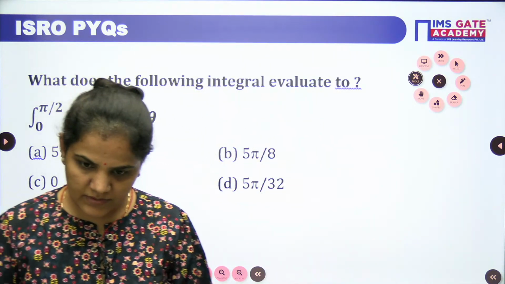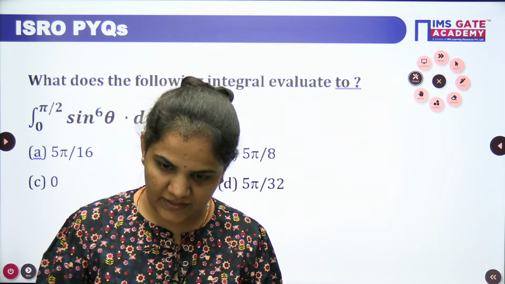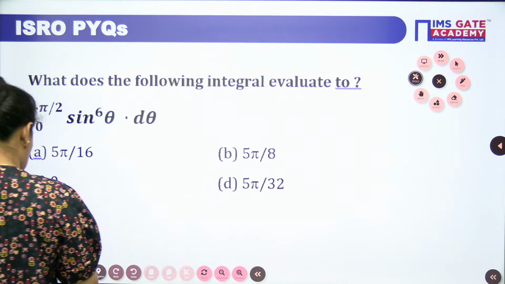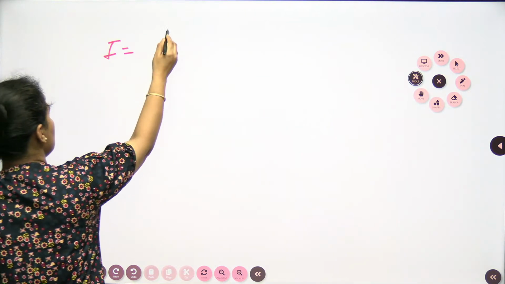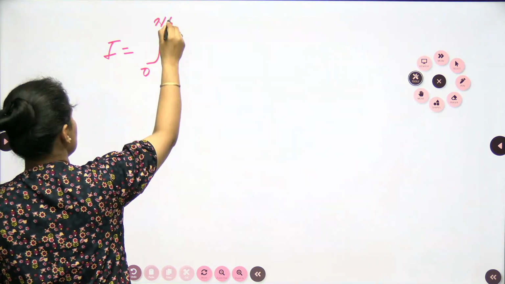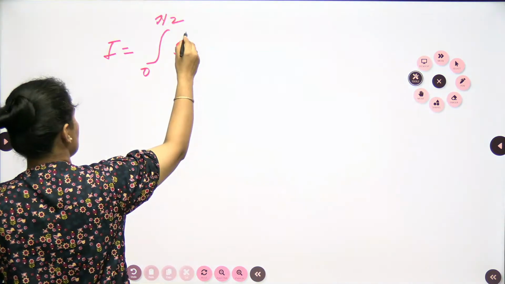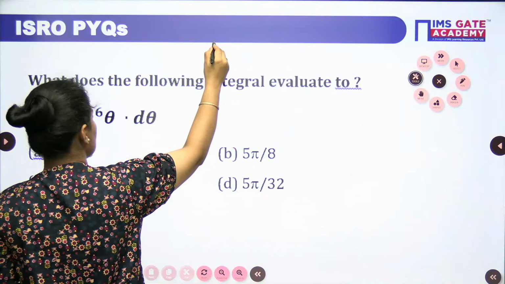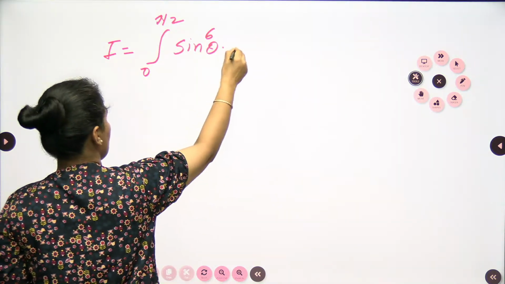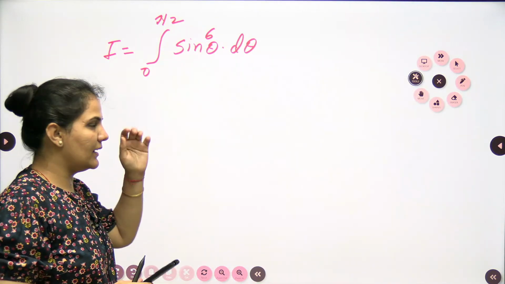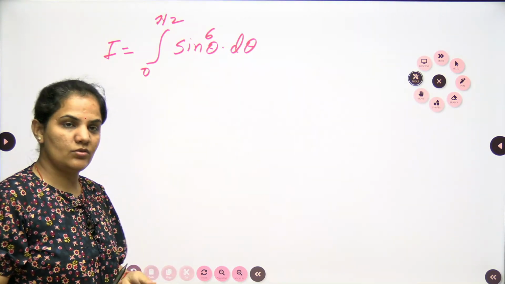EC students are very much familiar with the expression for finding directivity in an antenna. Let's approach here so we can see the question. The question is integration 0 to pi by 2 of sine to the power 6 theta d theta. We know this same pattern of question has been asked in the GATE exam so many times.